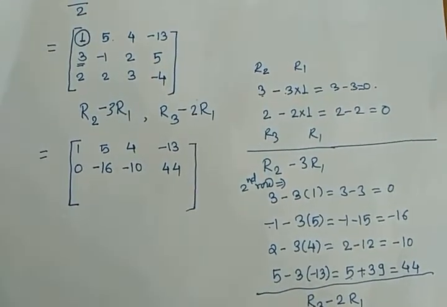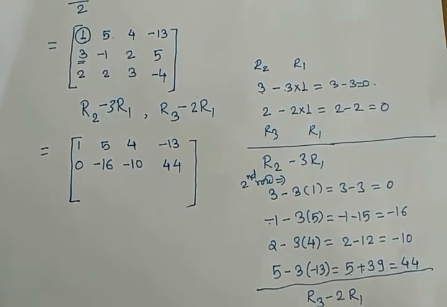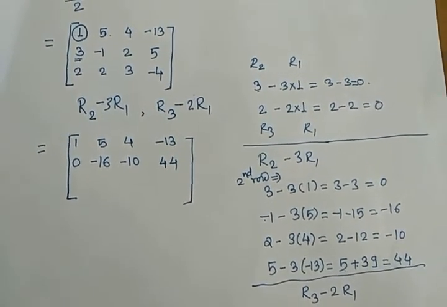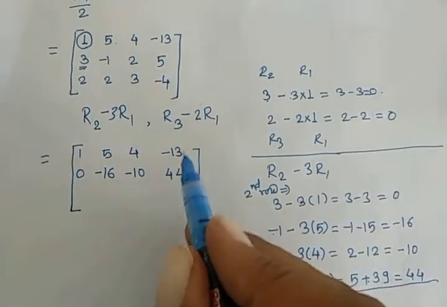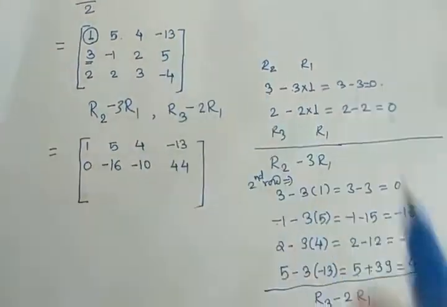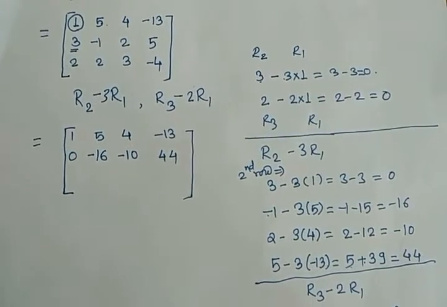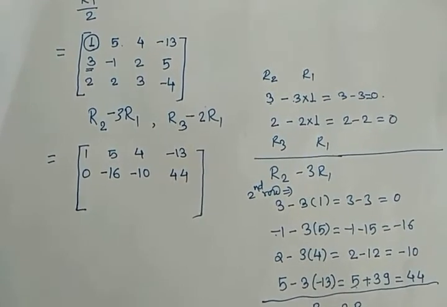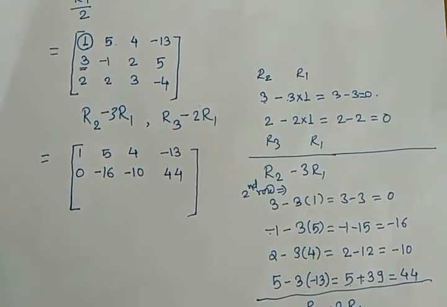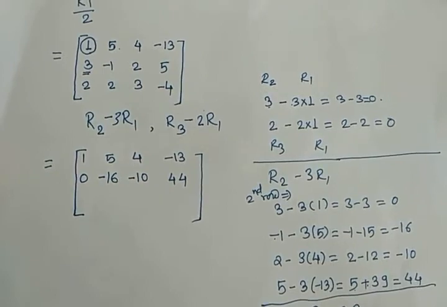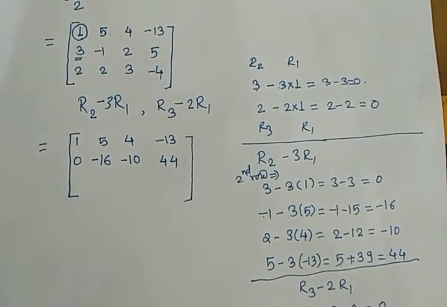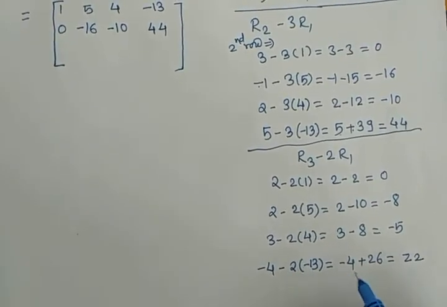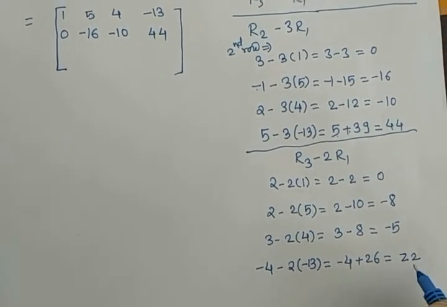3 minus 2 into 4, which is equal to 3 minus 8, which gives minus 5. And last, minus 4 minus 2 into minus 13, which gives minus 4 plus 26, which is equal to 22.